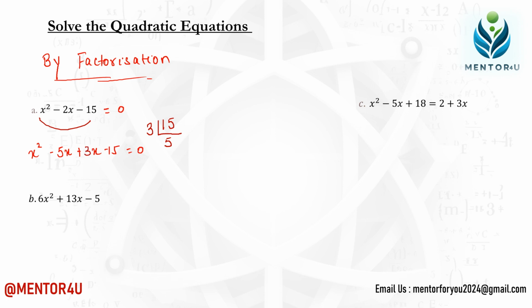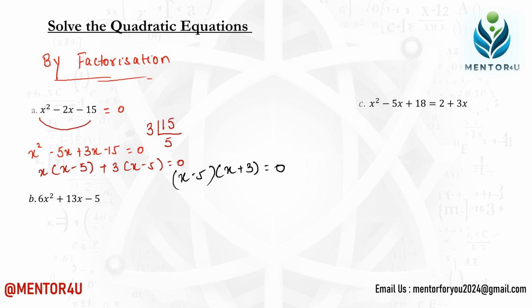Right, now we can take the terms common. Here we have x multiplied by x minus 5, and with 3x minus 15 we can take 3 common, so we can again take that x minus 5 common, which is equal to 0. Now in both the terms, if I take x minus 5 common, we will be left with x minus 5 multiplied with x plus 3 equal to 0, right? That's a very easy and convenient way to break the coefficient of x into the required terms.